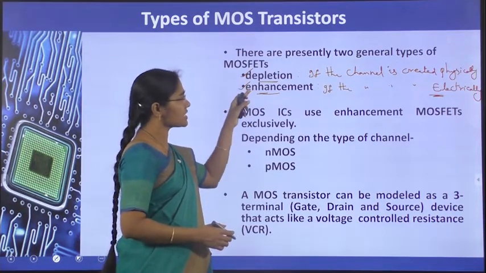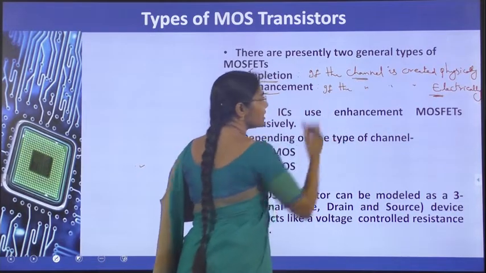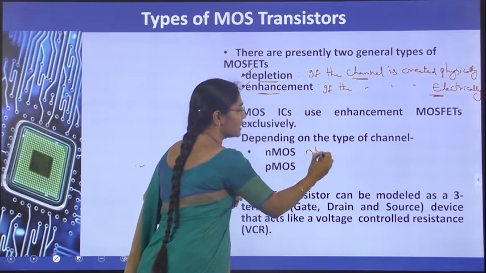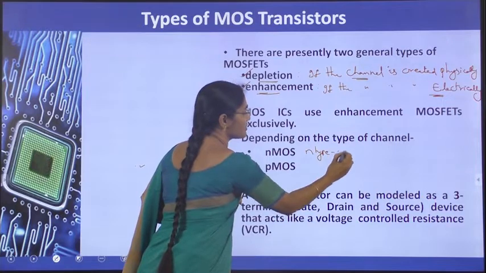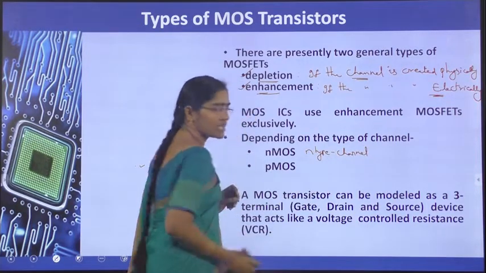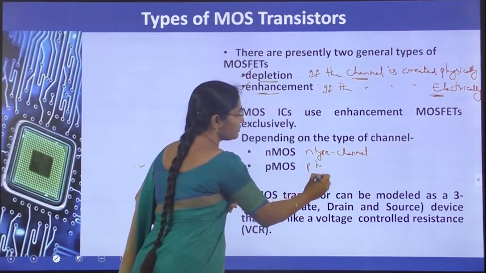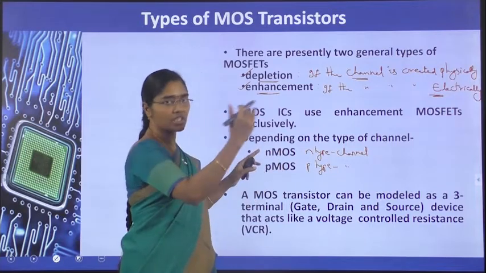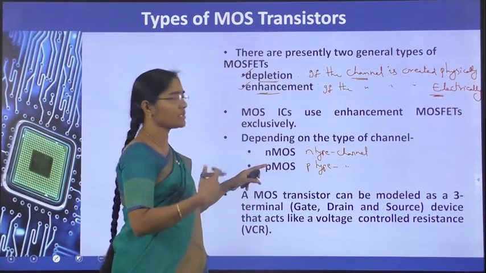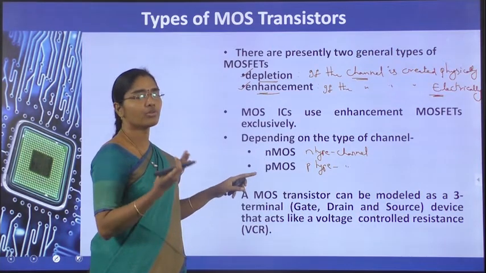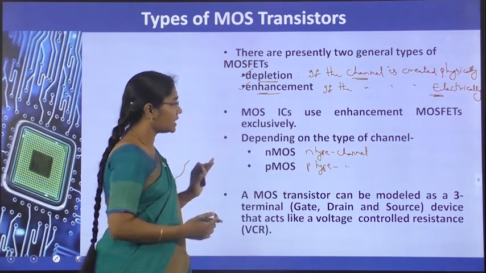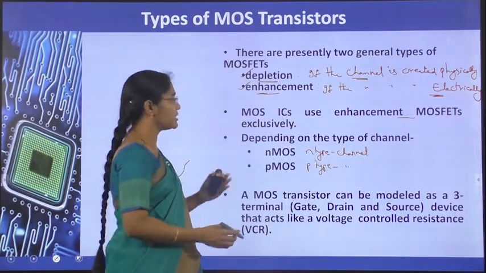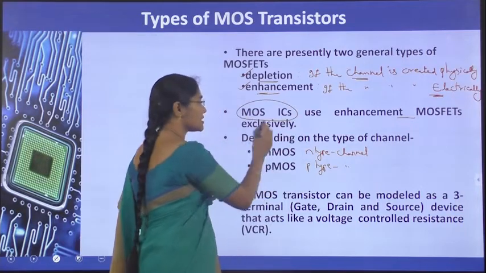And in this again, this channel may be of the type N or P. So if the channel is N type, then that transistor is called as NMOS transistor. If the channel is a P type, then that is called as PMOS transistor. So NMOS with enhancement and depletion, PMOS with enhancement and depletion. Finally, we are having 4 transistors. And these MOSFETs of NMOS or PMOS or enhancement or depletion are used in ICs.